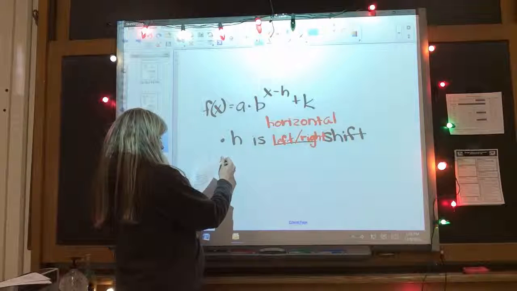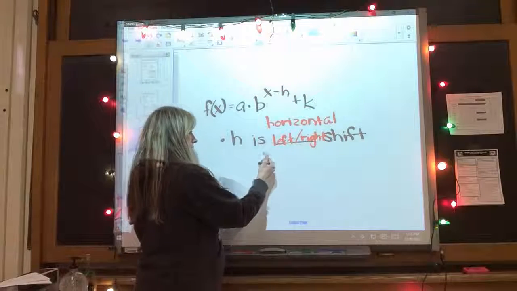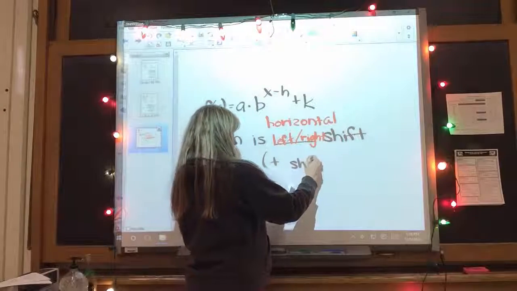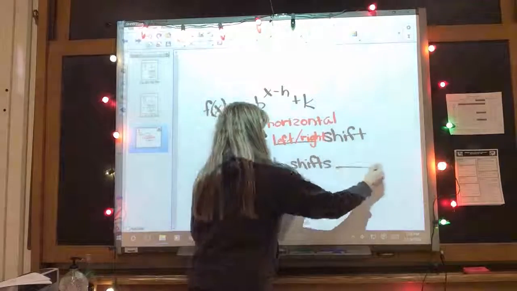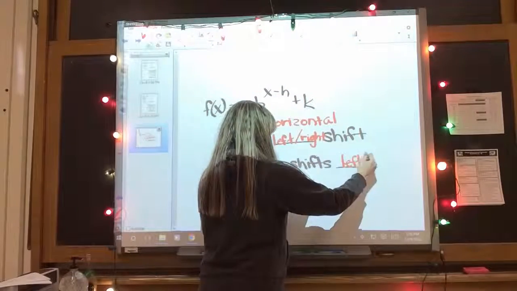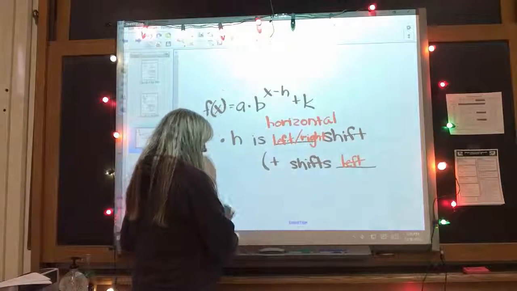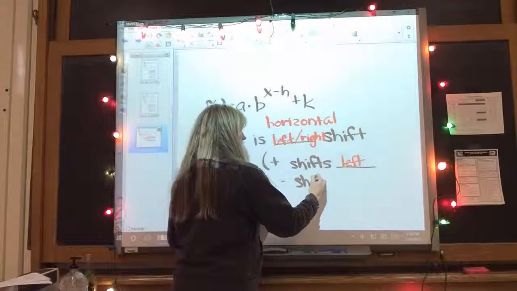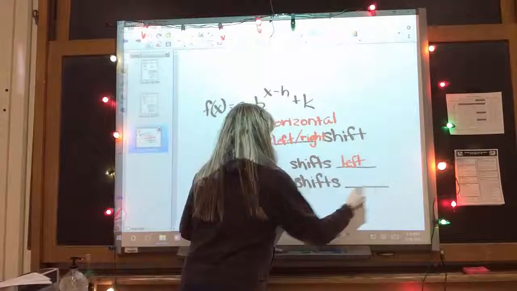Okay, then, well, and it has it on there. I'm sorry. The positive shifts it to the left. And the negative, if you have x minus a number, it's going to shift it to the right.